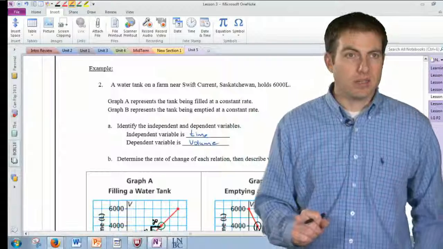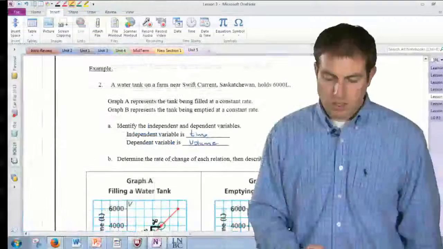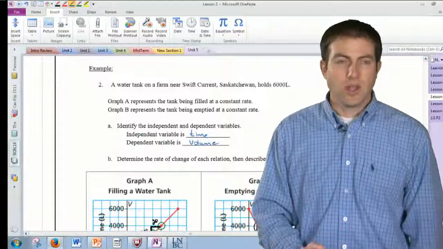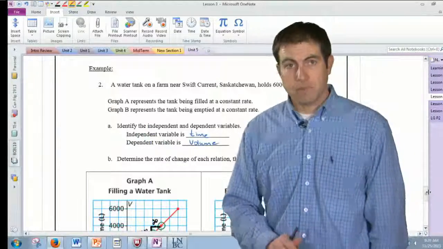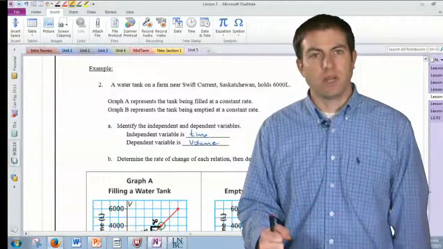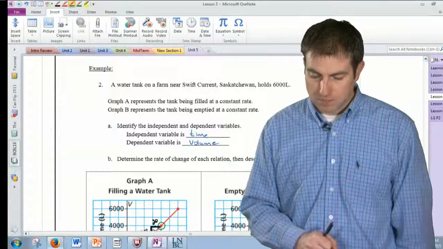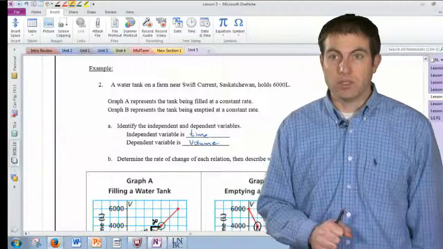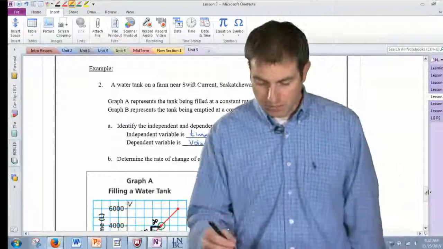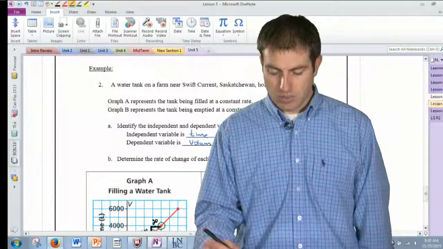So the independent is time, the dependent is volume, Abby. So that kind of finishes up lesson 3. And like I mentioned, it's really similar to the stuff we're going to do today. So I figured we might as well take another look at it. So if nobody has any questions about any of that stuff, I'm going to jump into lesson 4. And we'll just kind of go from there.